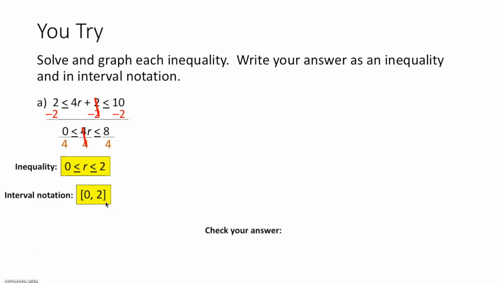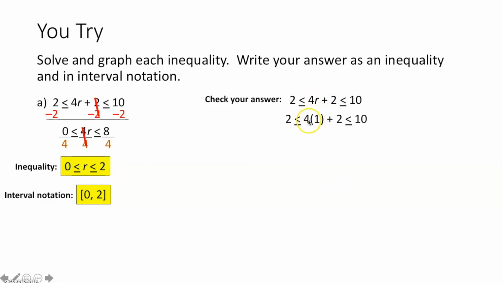Again, since it's a compound inequality, I must check my answer. So I pick a number on this given interval and plug it back into my original inequality. So what's a number on this interval? 1. Let's plug in 1 for our r. What's 4 times 1? 4. What's 4 plus 2? That's going to be 6. Now is 6 in between 2 and 10? Yes, it is. Therefore, this checks out and I can graph it.